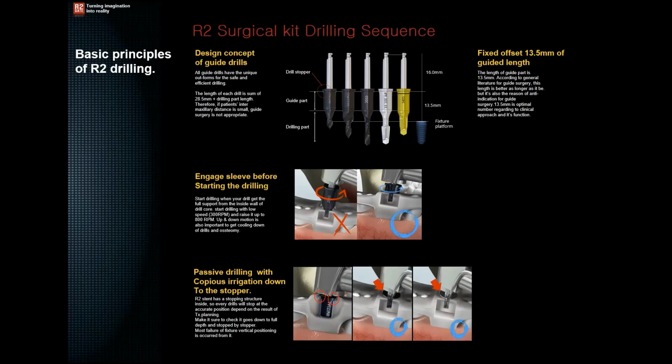Now let's talk about the basic principles of R2GATE drill. Number one, make sure that the cylinder part of the drill, which is this part right here, engages the surgical guide before you press on the pedal and start to use the surgical drills. Number 2, make sure that the drilling is passive and make sure that a copious amount of irrigation is going to the drills. I always use the high setting of irrigation just to reduce the amount of heat and friction that might be generated while I'm doing my drilling.